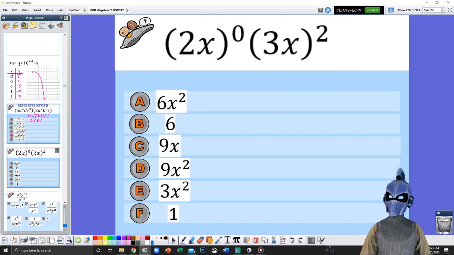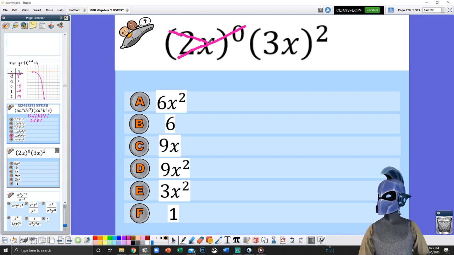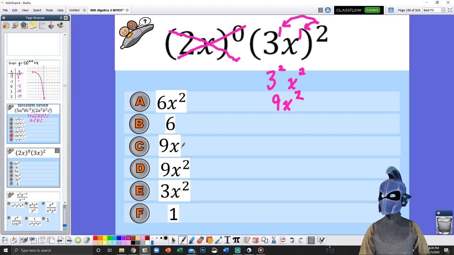Okay, on we move to this one. Hopefully you knew that anything to the 0 power just gives me 1, so I can just basically cancel that. These have no exponents in them, so I can put a 1. There's a 2 touching, so I'm going to distribute that to both of them. So 1 times 2 is 2, and 1 times 2 is 2. 3 squared gives me 9, so I'm looking for 9x squared. That answer was D, like donkey.